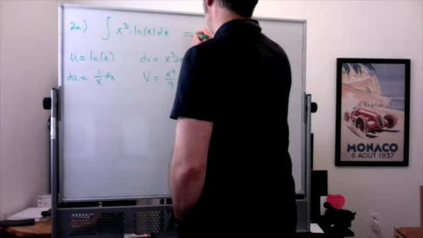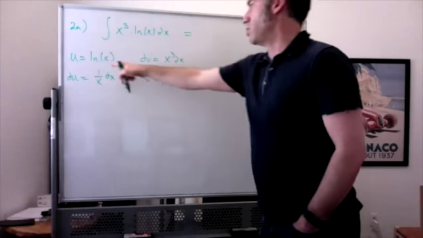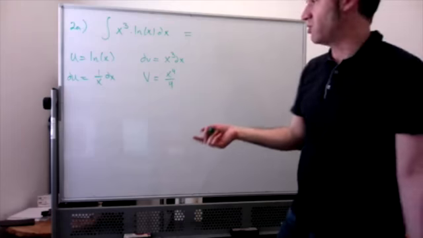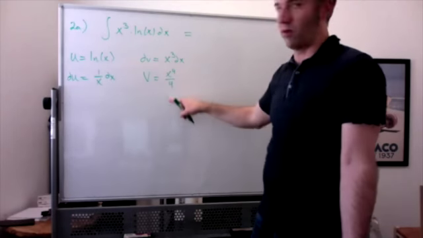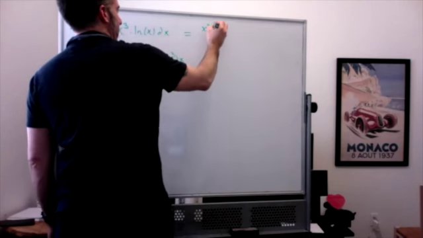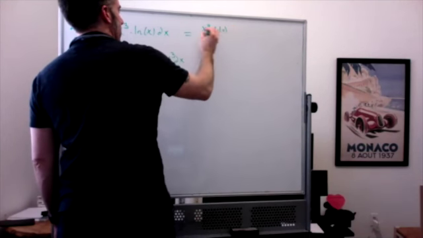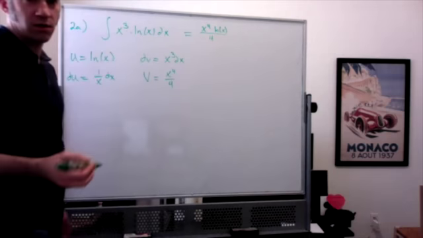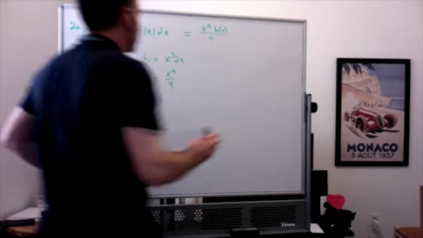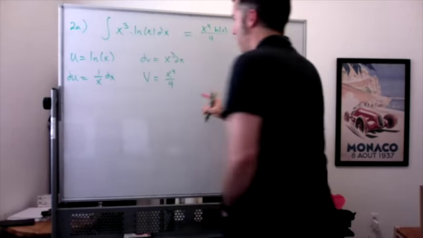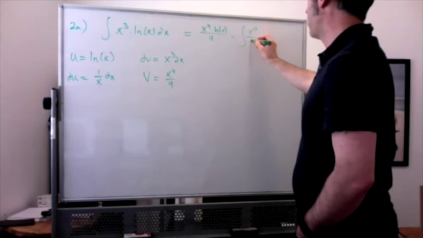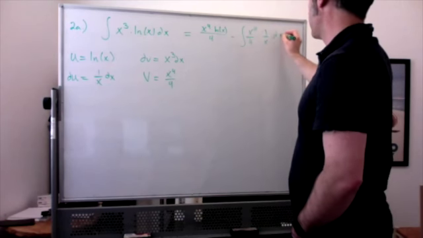So this is going to equal u times v. I'm a fan of kind of writing it all as one fraction. So you can write it as natural log of x times x to the 4th over 4. I might write it as x to the 4th times the natural log of x all over 4. Right, it's still x to the 4th over 4 times natural log of x minus the integral of v du. So it's going to be x to the 4th over 4 times 1 over x dx.